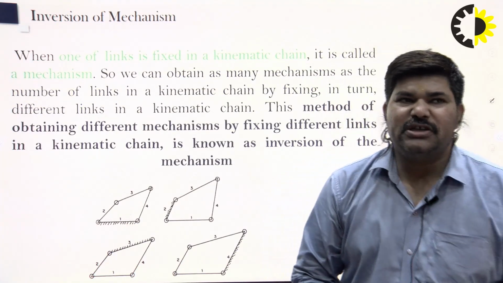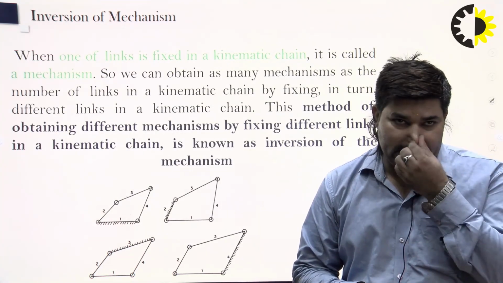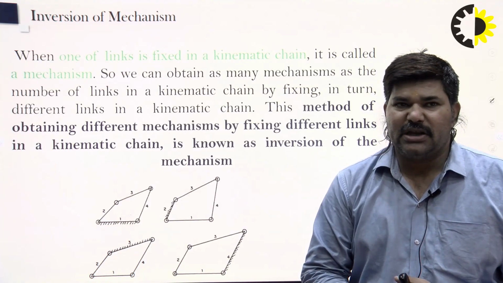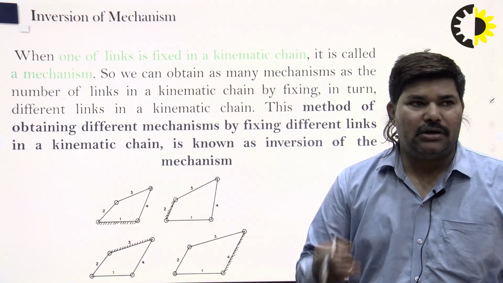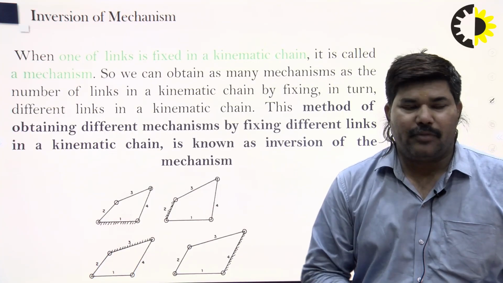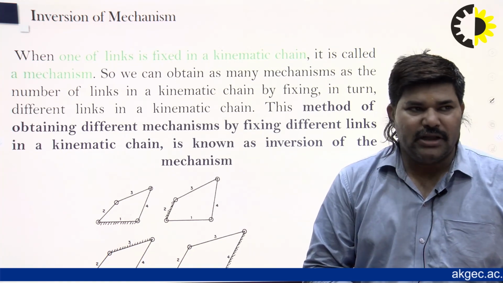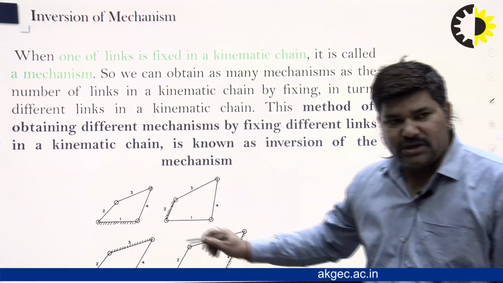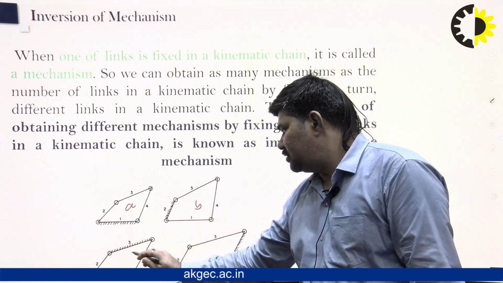Inversion of mechanism means one of the links in the kinematic chain is fixed, and it is then called a mechanism. We can obtain different mechanisms from the same number of links in a kinematic chain by fixing different links in turn. The method of obtaining different mechanisms by fixing different links in a kinematic chain is known as inversion of mechanism. Suppose you can see here in the figure A, B, C and D.